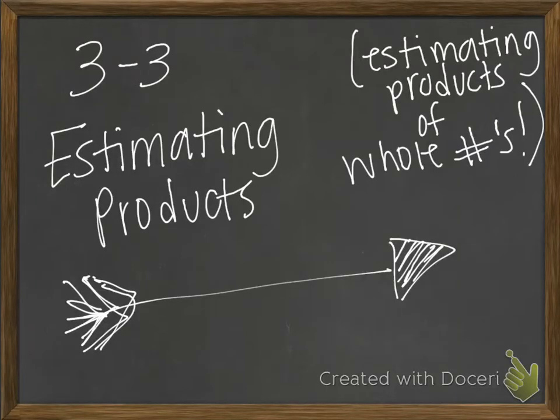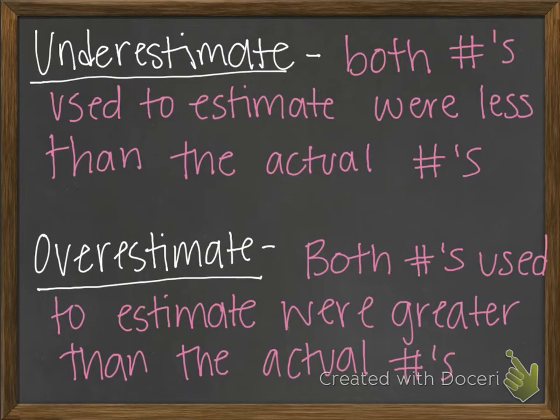Hi, this is 3-3 estimating products, and up top I put estimating products of whole numbers, so you are not to get confused about what we are estimating the number to. We are using whole numbers only. So 2 definitions that I would like you to put in your spiral would be underestimate and overestimate.